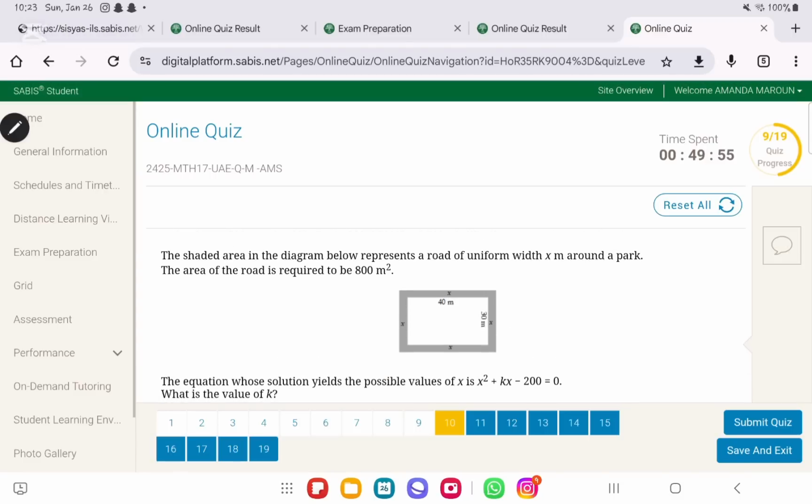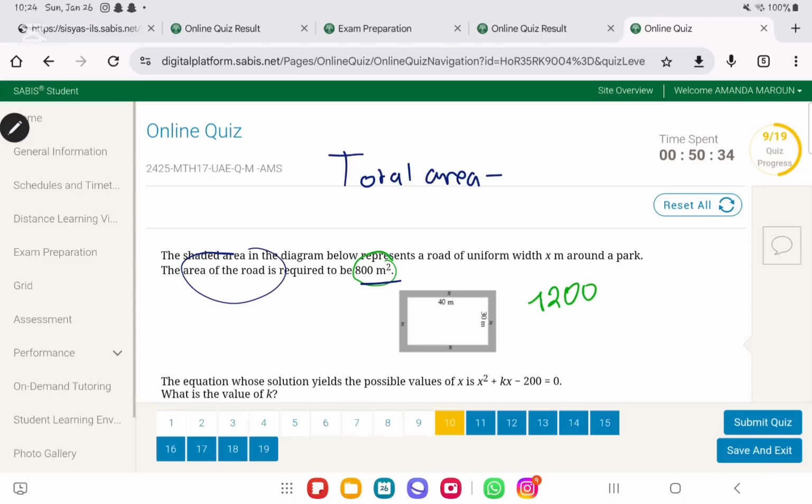Moving on to question number 10. Okay, the shaded area in the diagram below represents a road of uniform width x meters around the park. The area of the road is required to be 800 meters squared. So, first thing we know is that we have a park of area 40 by 30, which is 1,200. Okay? Now they need us to find what? They need the area of the road to be 800 meters squared.